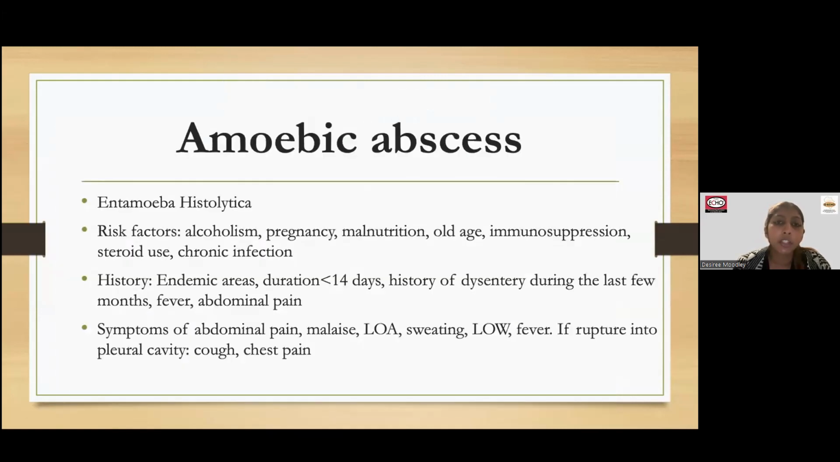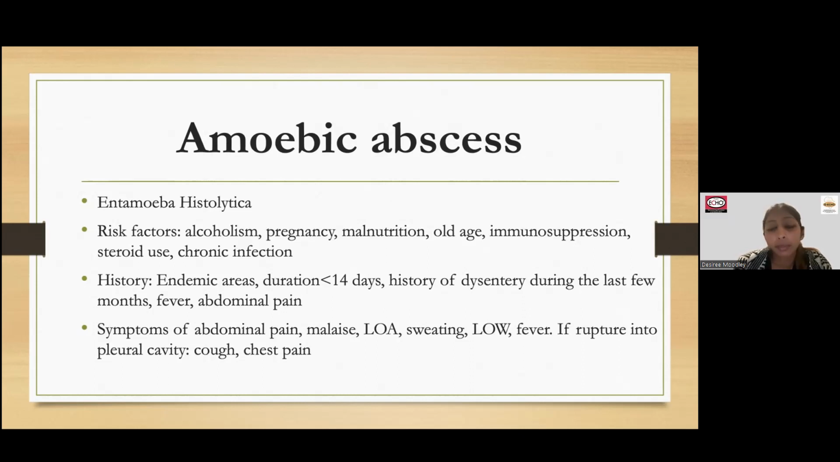Just a quick note on amoebic abscesses caused by Entamoeba histolytica. It's actually the second leading cause of death worldwide by parasite, with the first being malaria. So risk factors for this: alcoholism, pregnancy, malnourishment, old age, any sort of immune suppression, including steroid use, chronic infection. On history, it would be seen in endemic areas, the duration being less than 14 days, with a history of dysentery during the last few months.